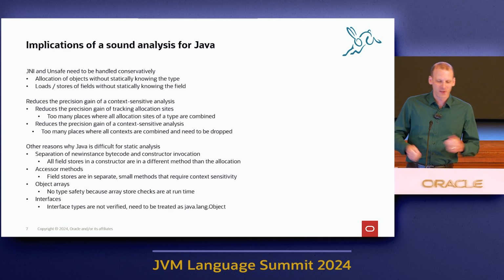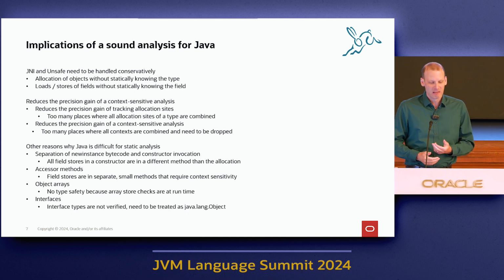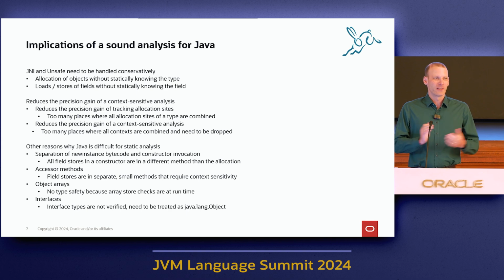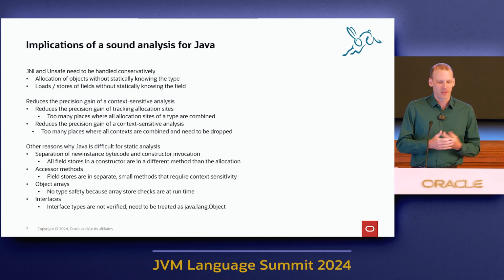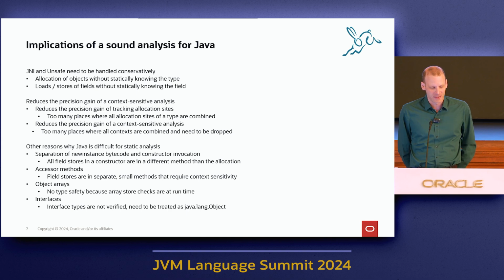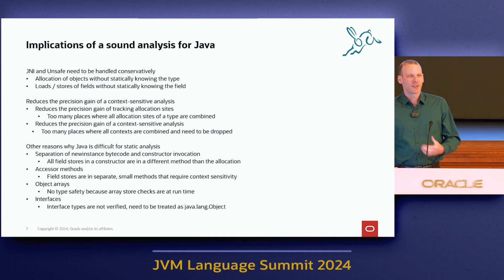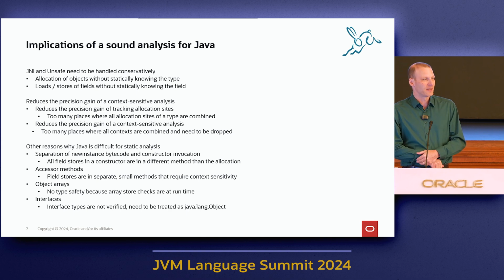And the same holds for loads and stores of fields, because via JNI and of course via sun.misc.Unsafe or JDK internal Unsafe, you can read and write fields by offset without knowing the field you're writing statically. Which means when you do a sound static analysis for Java, you actually reduce the precision, and a context-sensitive analysis actually does not make much sense anymore, because even your context-insensitive analysis is already taking all of this dynamic stuff into account, and there's nothing you can improve on.